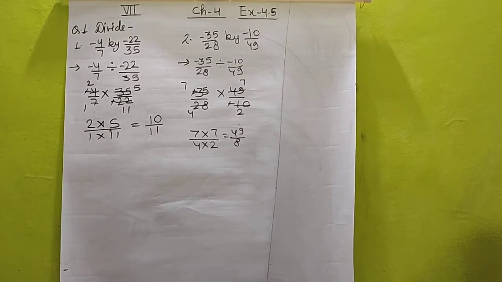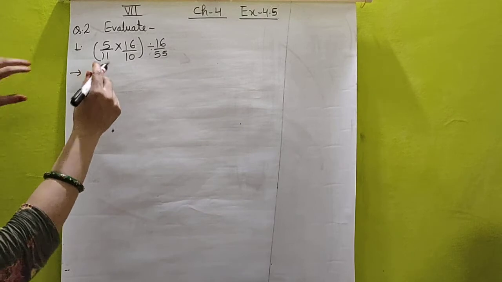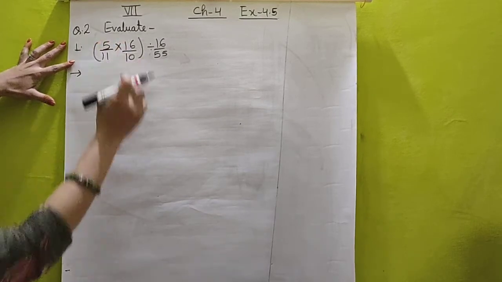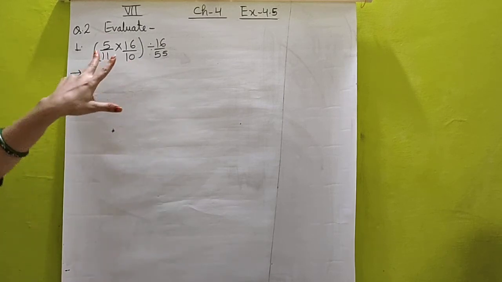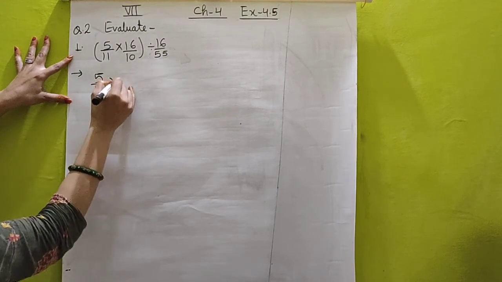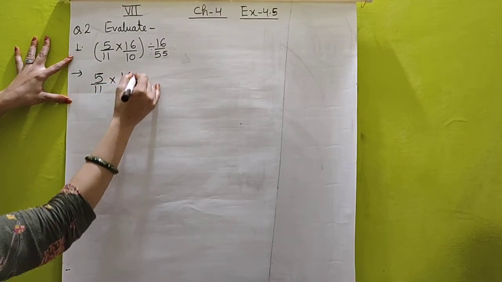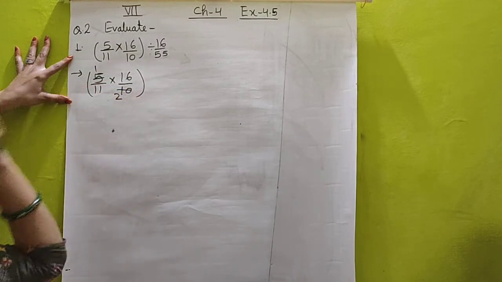Now students, question number 2, evaluate. Question number 2, part 1: 5 upon 11 multiply 16 upon 10, divided by 16 upon 55. Here first of all I will solve this bracket, and in this bracket a multiplication sign is given, so I can use the cutting method. So here 5 ones are 5, 5 twos are 10.